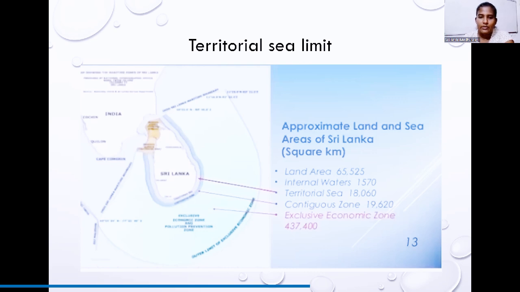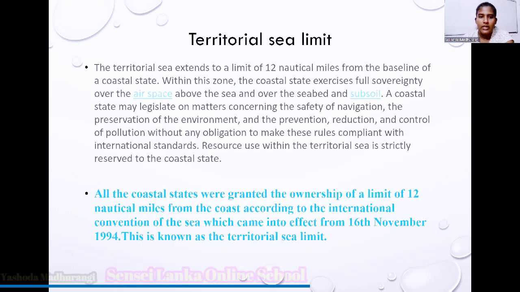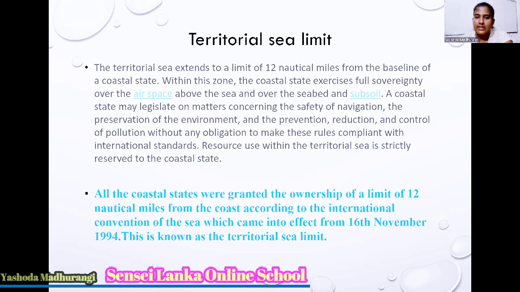Territorial sea limit. Try to understand the topic with this picture. Territorial sea limit means the area of the sea belonging to our country. There is a very big paragraph for you. Shall we look at it? The territorial sea extends to a limit of 12 nautical miles from the baseline of a coastal state. So the territorial sea extends to a limit of 12 nautical miles.